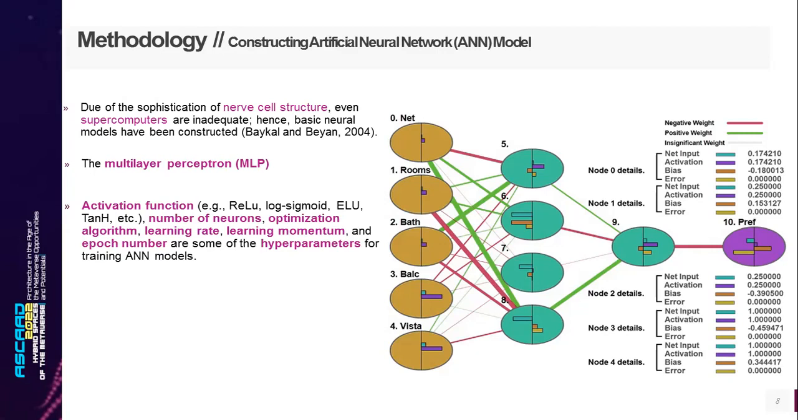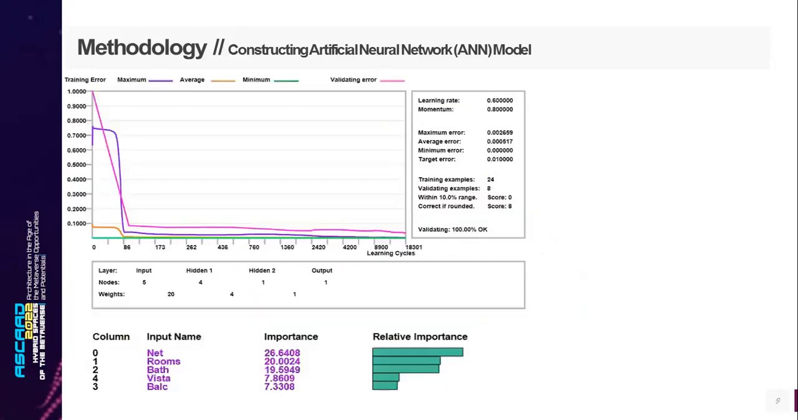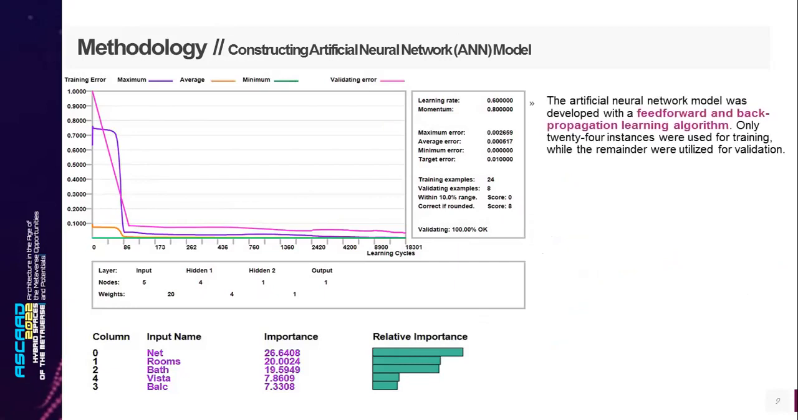training ANN models. Within the scope of this study, the artificial neural network model was developed based on sample projects, gross area, net area, number of rooms, number of bathrooms, whether there is a balcony, whether there is a vista, and preference score. In the final neural net, the gross area is not included in the model. The artificial neural network model was developed with a feed-forward and backpropagation learning algorithm. Only 24 instances were used for training, while the remainder were utilized for validation phases.